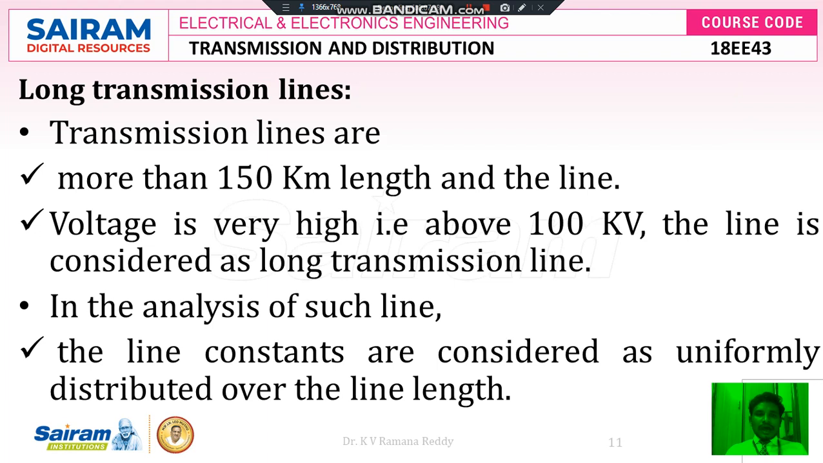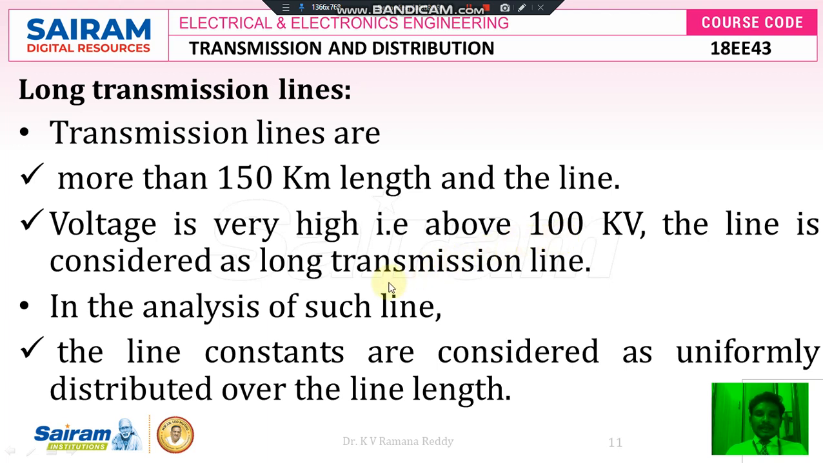Next, long transmission lines. Long transmission lines are those whose line length is more than 150 kilometers and the voltage is very high, above 100 kV. That means long transmission lines are constructed for a length more than 150 kilometers and whose operating voltage is also above 100 kilovolts.